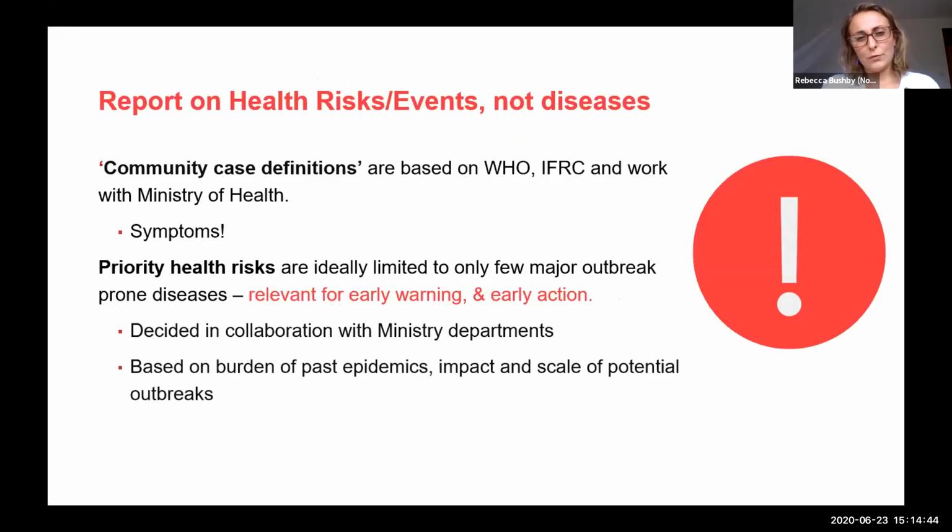One point on terminology, or the way that we do CBS in the Red Cross, Red Crescent movement, is that we're not talking about disease surveillance. We're talking about health risk or events and symptomatic surveillance, basically. So we're training the volunteers to recognize signs and symptoms of health risks that are linked to outbreak or epidemic prone diseases that have been decided upon with the Ministry of Health. So within each context, you might have different health risks that match whichever highest risk of a specific outbreak you might have in that context.